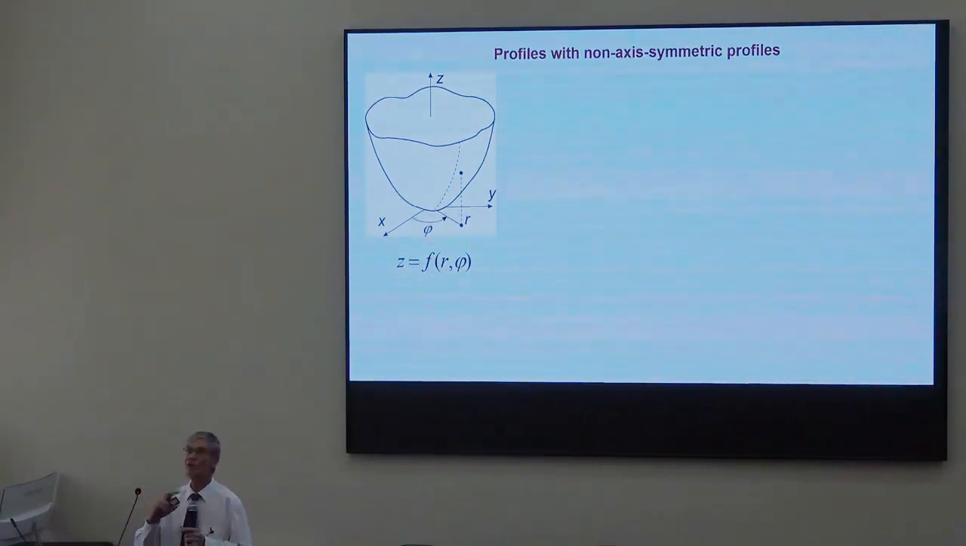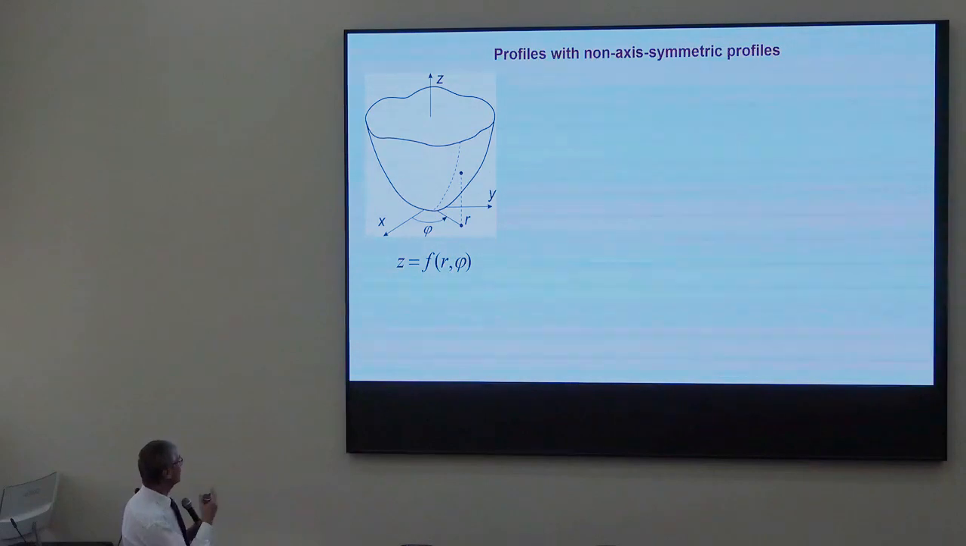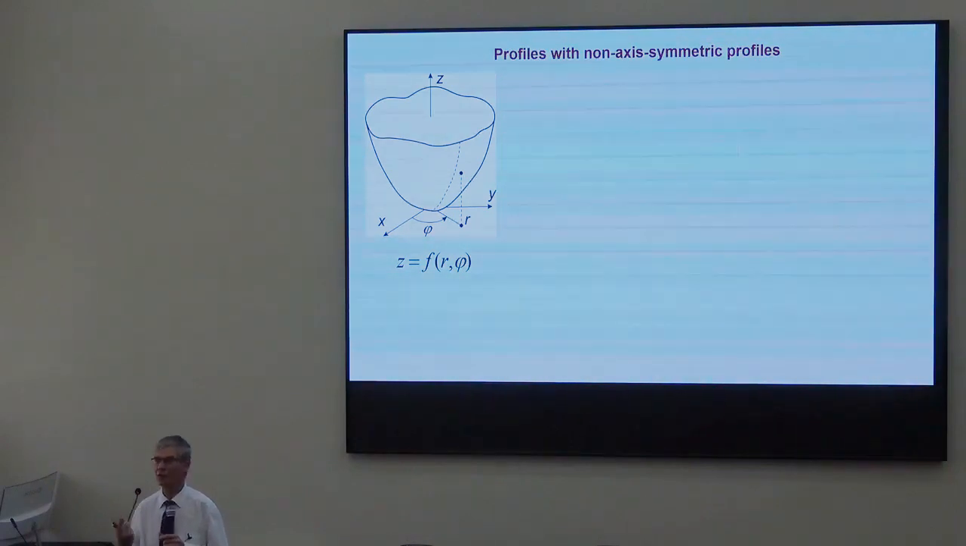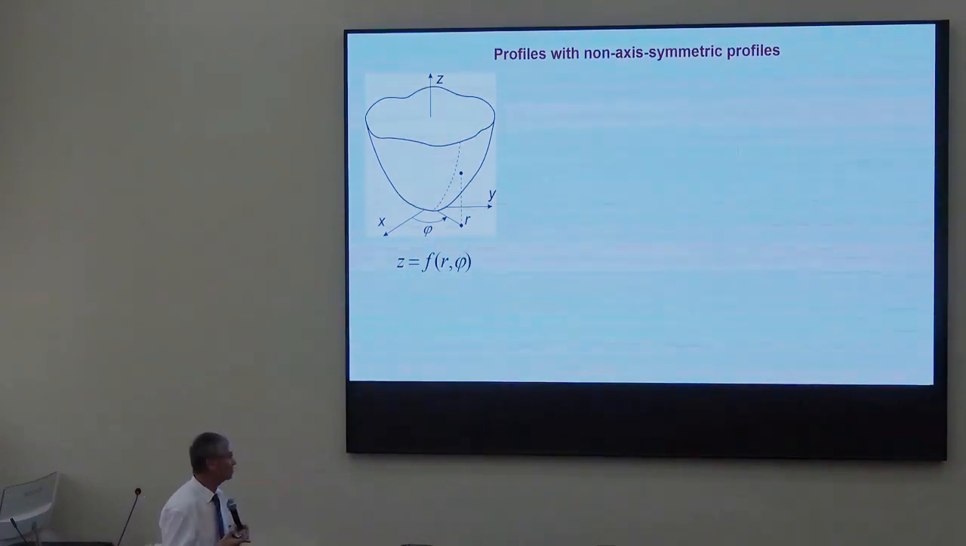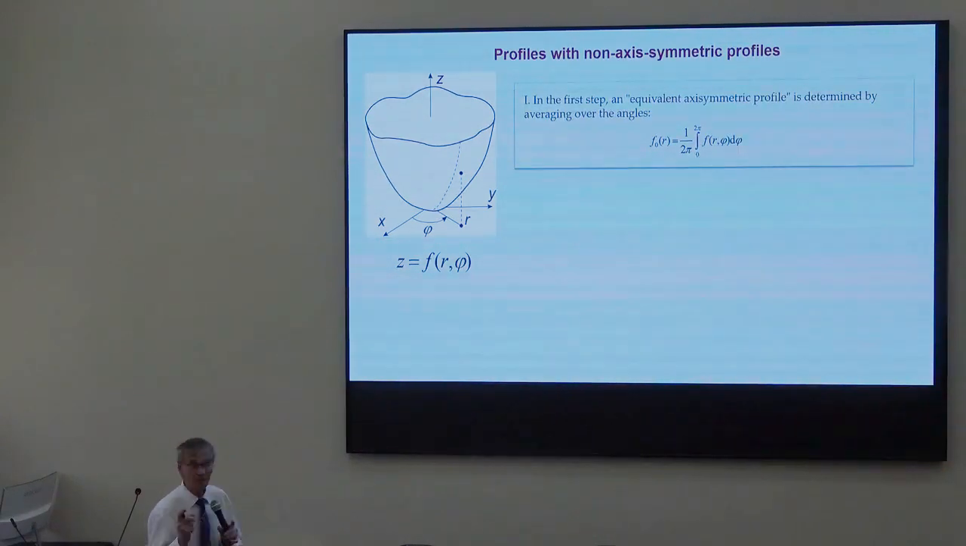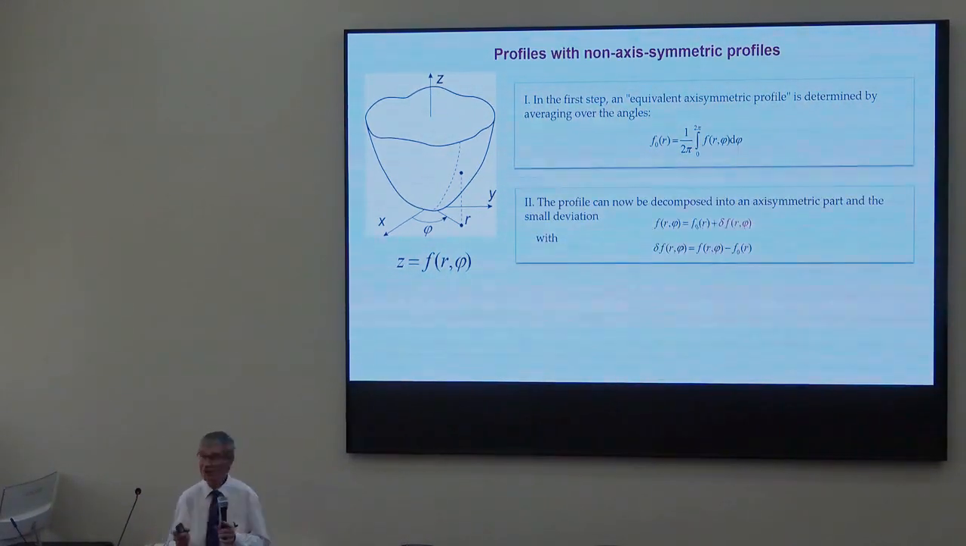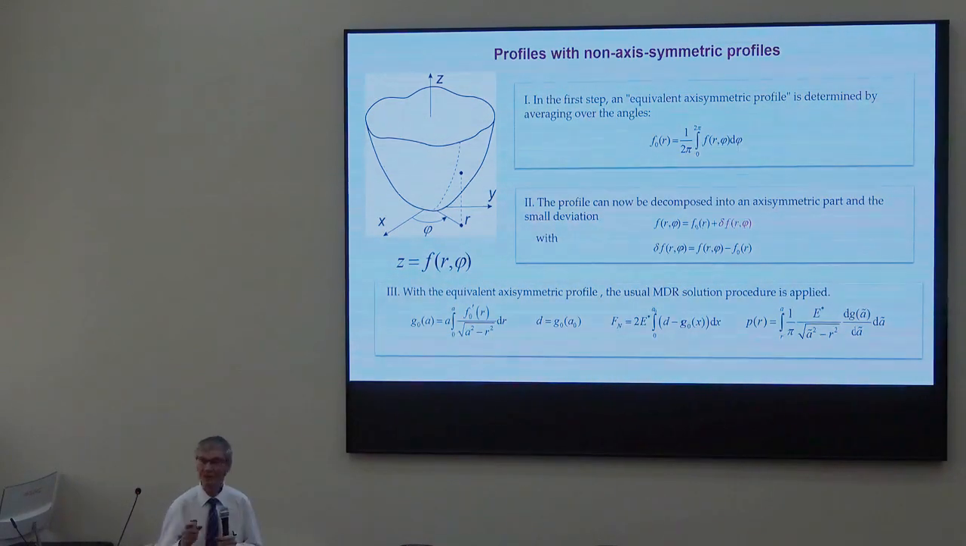So we now consider a non-axisymmetric punch with the shape f of r and phi. If it would be axisymmetric, then it would be a function only of the radius, and now it is a function of the azimuthal angle. Now, in the first step, we define an effective equivalent axisymmetric profile just by averaging over the angle. This is not what I suggest, but this is the result of the derivation. Yeah, we should define this equivalent axisymmetric profile. Then we can consider the deviation of the true profile from the axisymmetric.